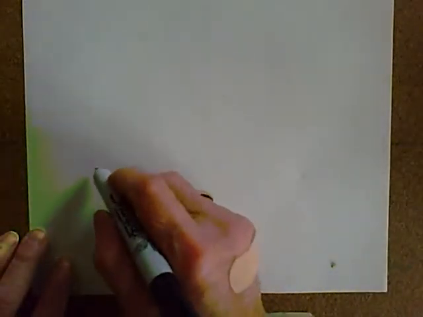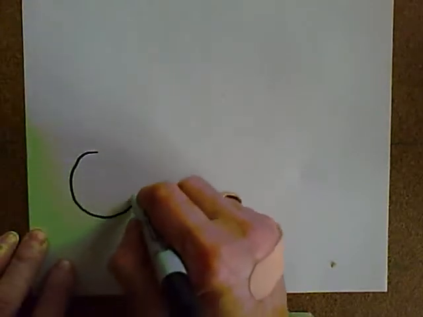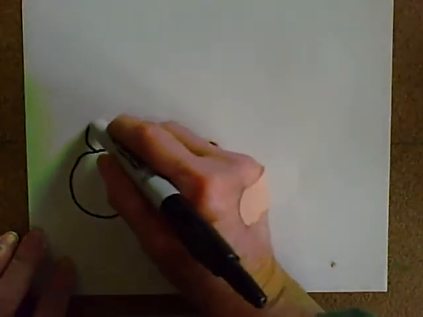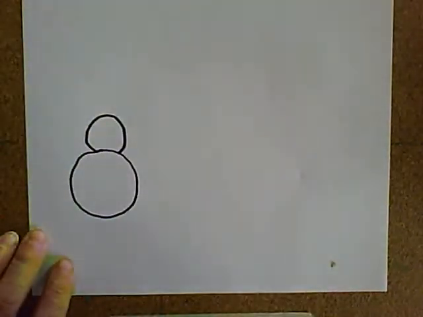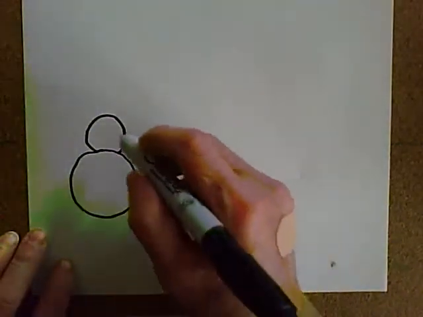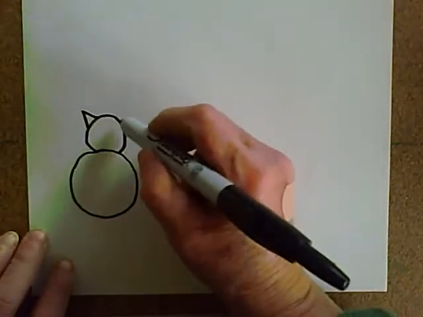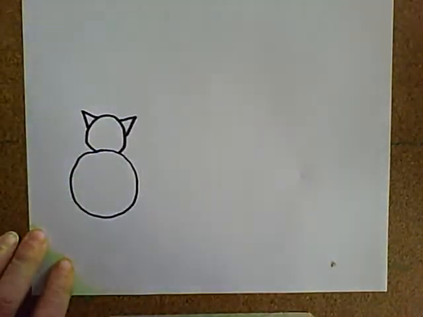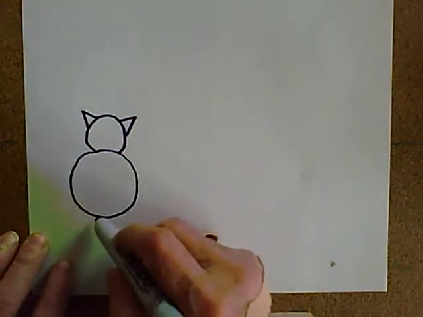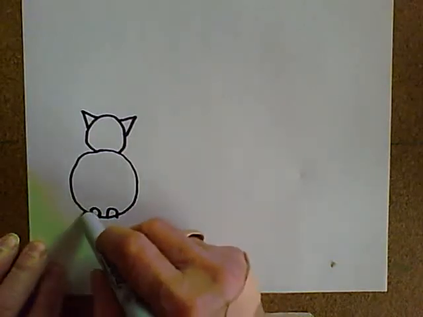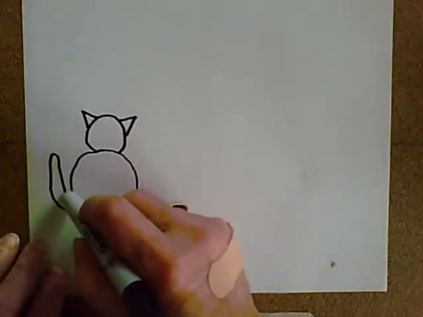The first thing we're going to do is make a circle on our page. Then you're going to make another circle for the head. There's two circles, and this is a cat. A cat has pointy ears. Those are cones. And the cat has two little feet down here, and a nice long tail.